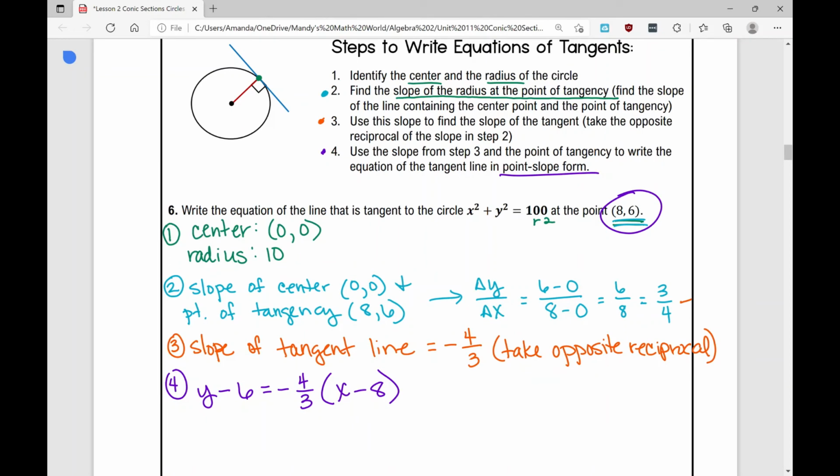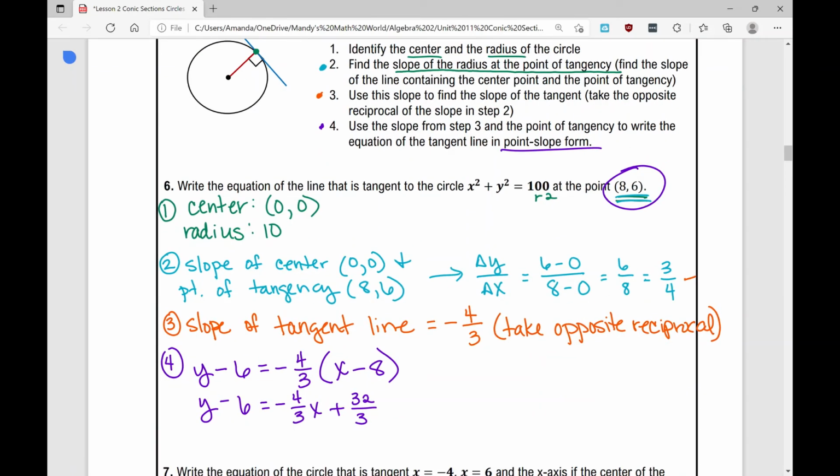Some teachers, I wouldn't really care. You could just leave it like this. But I'm going to go ahead and simplify it, or put it in slope-intercept form, I guess. y minus 6 equals, distribute that negative 4/3, negative 4/3 x. Negative 4/3 times negative 8 is going to be positive 32 over 3. And then I'm going to add 6 to both sides. So y equals negative 4/3 x plus 6.